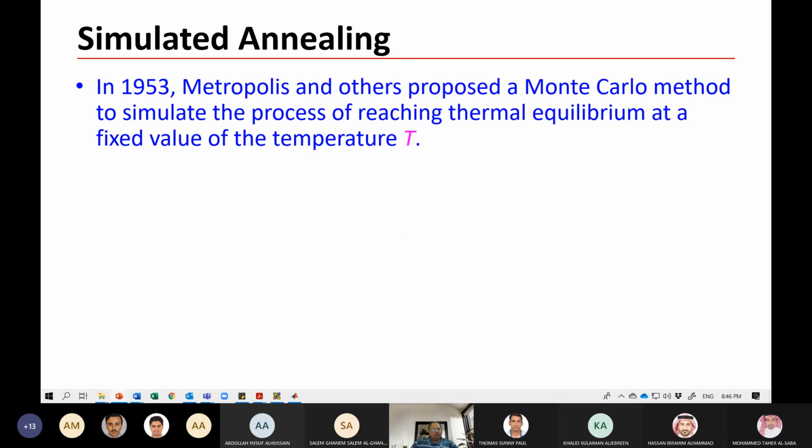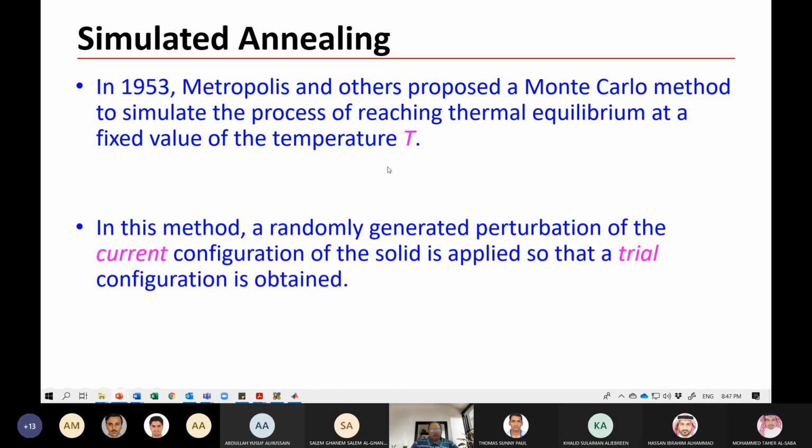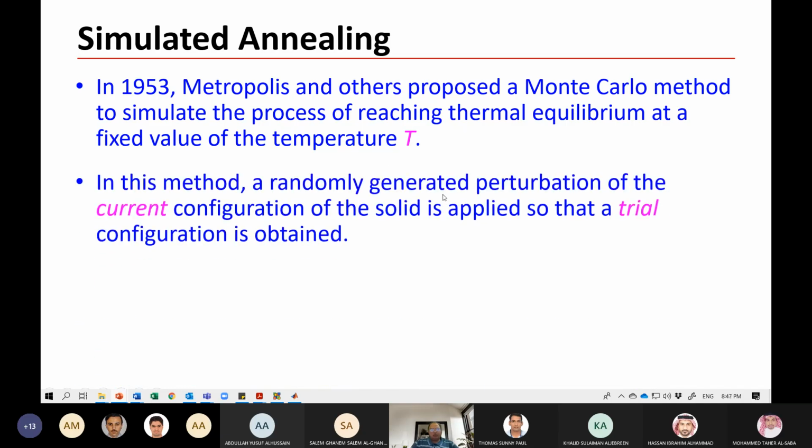Okay, so in 1953, Metropolis and others proposed the Monte Carlo method to simulate the process of reaching thermal equilibrium at a fixed value of the temperature T. In this method, a randomly generated perturbation of the current configuration of the solid is applied so that a trial configuration is obtained. What we want to say here is how to simulate the thermal equilibrium.